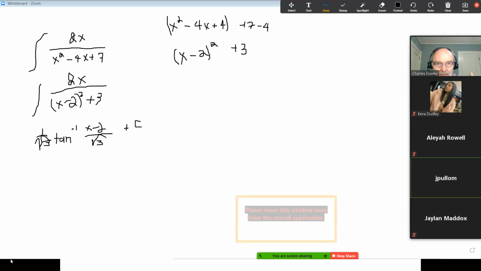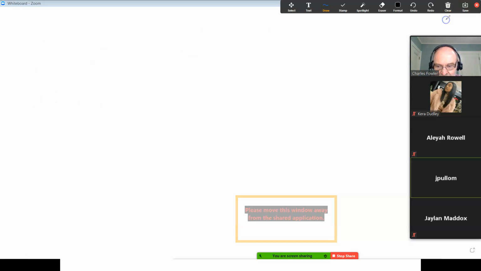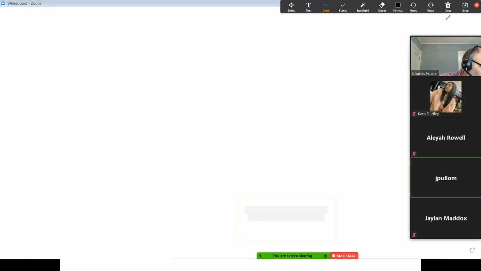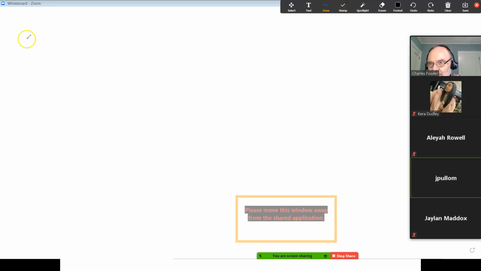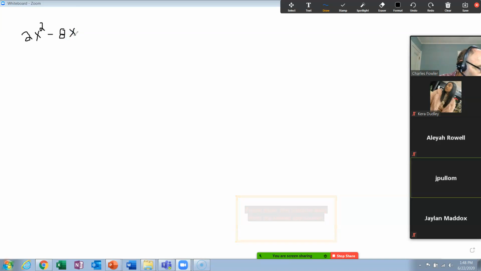Now, what we had just done was really the easy completing the square. That's when the leading coefficient was 1. Okay? When the leading coefficient is not 1, you have an extra step or 2. So I think I'll clear this screen, if I can get my cursor to show up. There it is. And let's do one that's not 1. Here's the quadratic. 2x squared minus 8x plus 10.